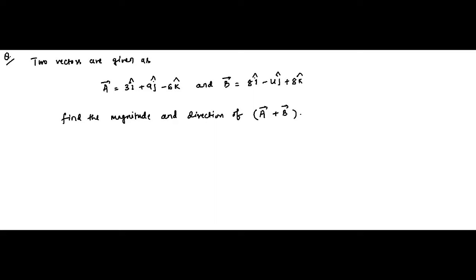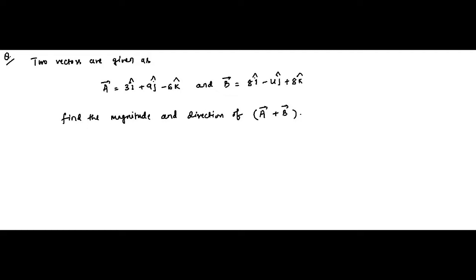So here we are with another question on rectangular components of a vector in 3 dimensions. Here in the question we are given two vectors, a vector and b vector, which are specified by their x, y and z components. A vector is 3i cap plus 9j cap minus 6k cap. B vector is 8i cap minus 4j cap plus 8k cap. Now it has been asked to find out the magnitude and direction of A vector plus B vector, the sum of these two vectors.